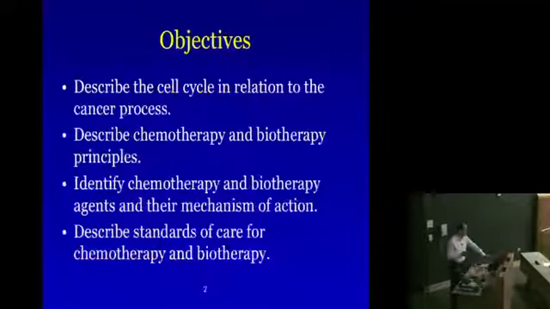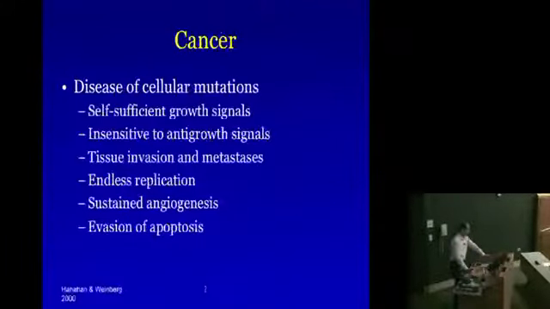which is really where most things are moving in oncology. And so the objectives are to describe what the cell cycle is, and just as a reminder in relation to the cancer process, to describe chemotherapy and biotherapy principles, to identify chemotherapy and biotherapy agents as well as their mechanisms of action, and then to describe standard of care that we use.